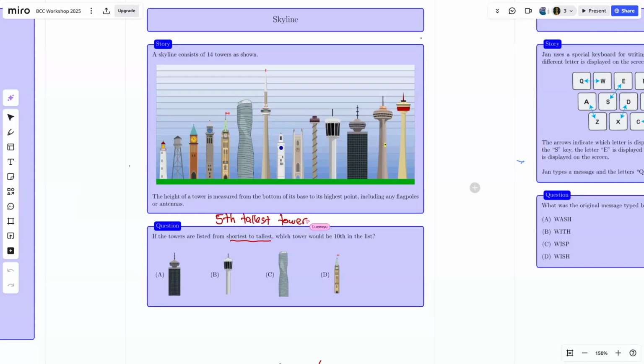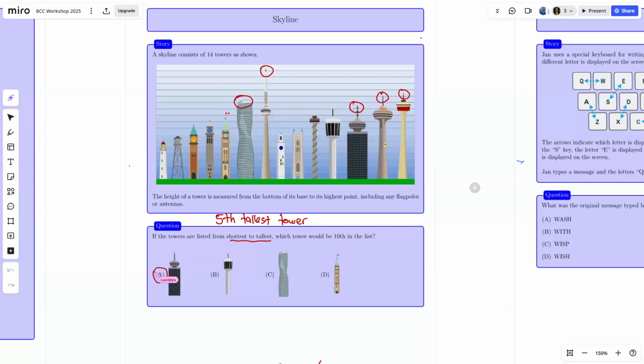Now we can see obviously this tower here is the tallest. And then looking at the lines, I believe this one is the second tallest. This is the third tallest. Fourth tallest one here. And yeah, this is the fifth tallest. So therefore, the answer is just A here.